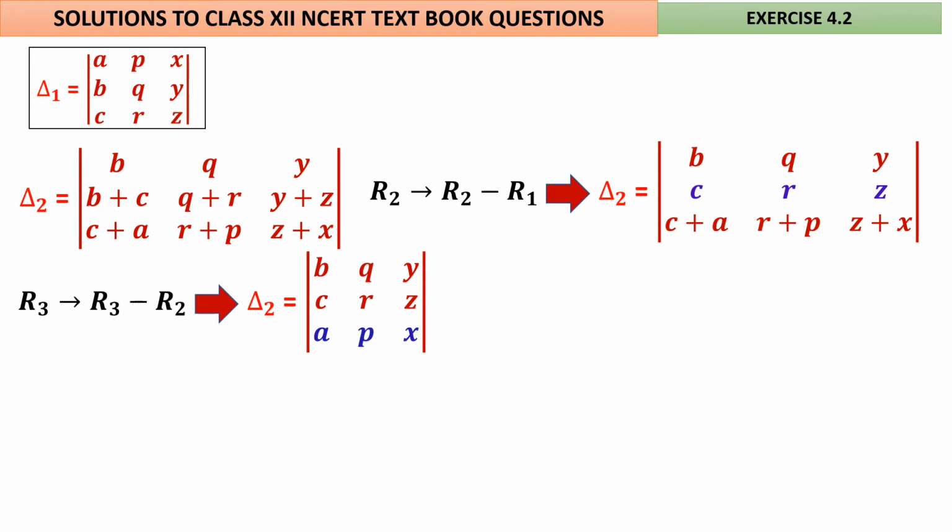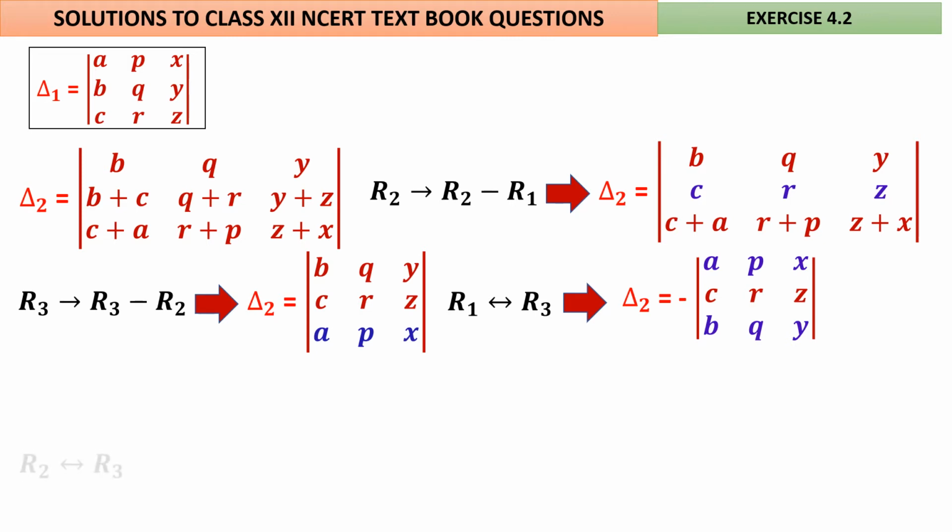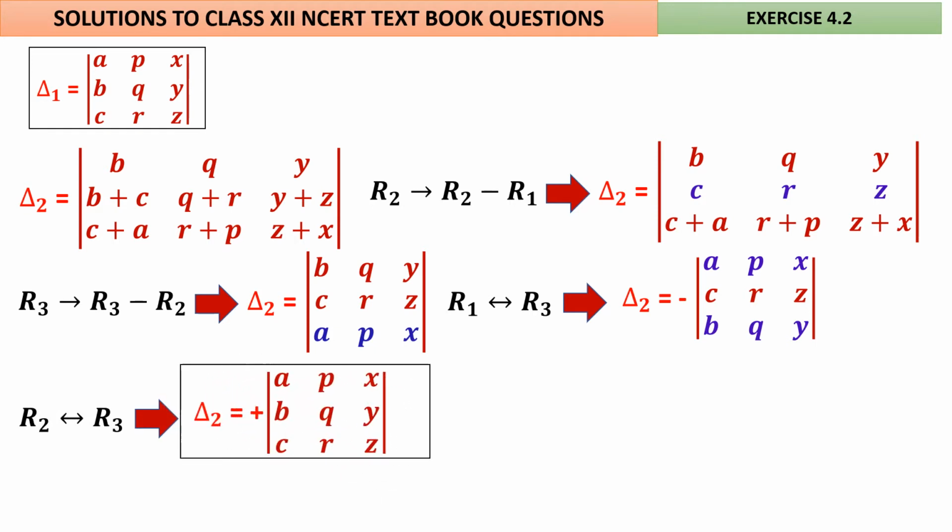And when you look at this delta 1 and delta 2, they have the same elements, but the rows are not the same. There R1, here it is R3; there R3, here it is R2. So again we will use the same property that when you interchange the rows one after the other, you can get the answer. For R1 and R3 I will interchange. Therefore I will get A, P, X in the first row and B, Q, Y in the third row. Now only thing is R2 and R3 are to be interchanged. I am interchanging R2 and R3. Once again that minus will become plus. I got A, P, X, B, Q, Y and C, R, Z.